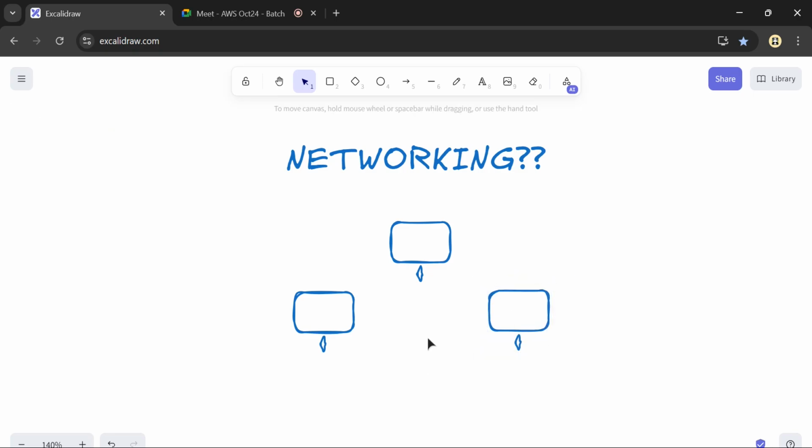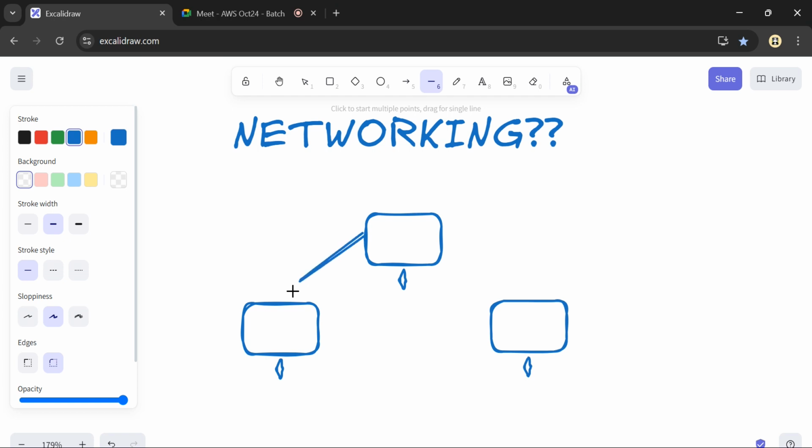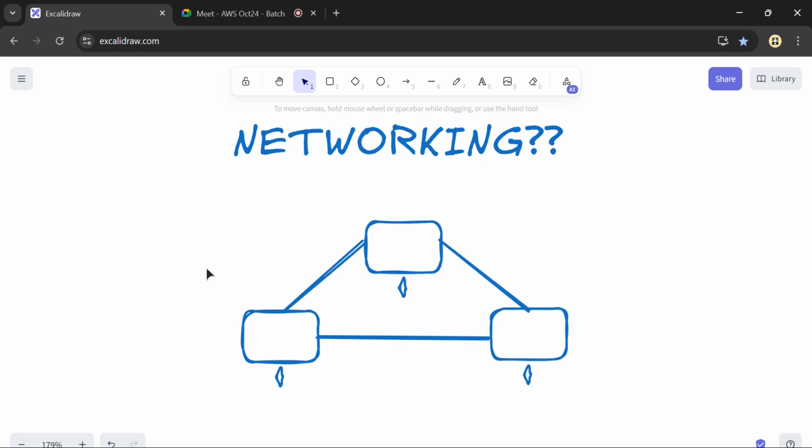And for that, what we usually do, either we get connected to the same Wi-Fi, or we connect our laptops with a router, and we connect it with a Cat6 cable. So networking means to connect two or more devices to establish communication. So I'm connecting here multiple devices to establish communication. Either these devices are connected in this fashion, or they may be connected via a router or anything. But in simple terms, networking means connecting two or more devices to establish communication.